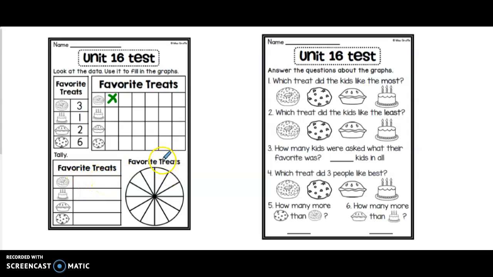Over here, we did not go over making a pie chart. That's not one of our standards. So I'm going to say you can put a big X on this part. You do not have to do it.